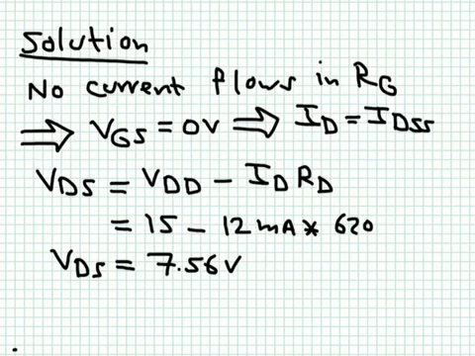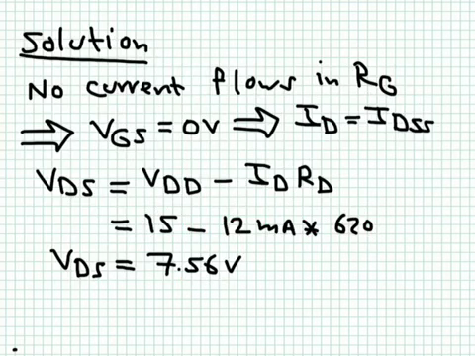So these lines summarize what I said earlier. No current flowing in the gate resistance RG, meaning that the gate is grounded, meaning that VGS is equal to 0. But by definition of IDSS, it's the drain to source current when the gate is shorted. This means that ID will be equal to IDSS. In that case, VDS is equal to VDD minus ID RD. We already know ID is 12 milliampere, it's IDSS. This is 620 ohm, this one is 15 volts. If you do all this, you get 7.56 volts.